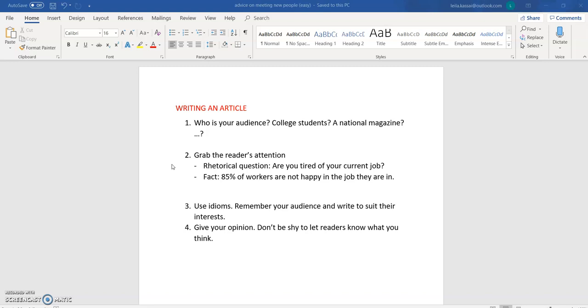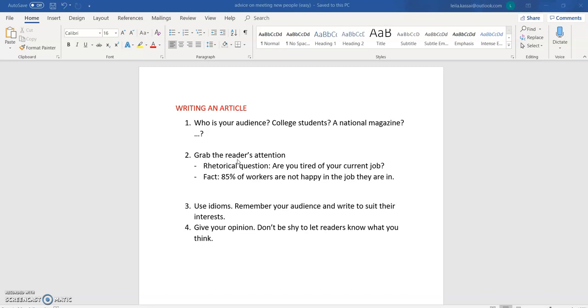So the reader who is going to read my article, I need to grab their attention, and I can do that in two different ways. You can choose one of these, or you can use both. You can start with a rhetorical question, and this is a question that you ask, but you do not expect an answer. This is just to get attention. For example, are you tired of your current job? It's a question that you're asking straight at the beginning of the article, and you want the reader to think about it. As soon as they start thinking about what you've written, you've already got their attention.